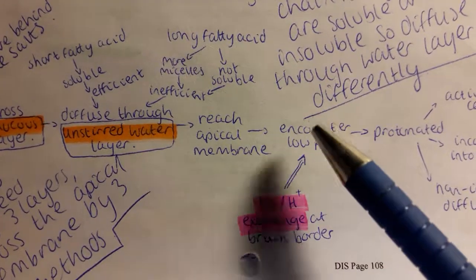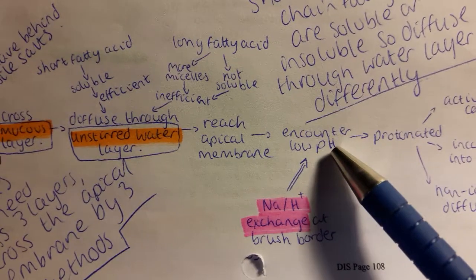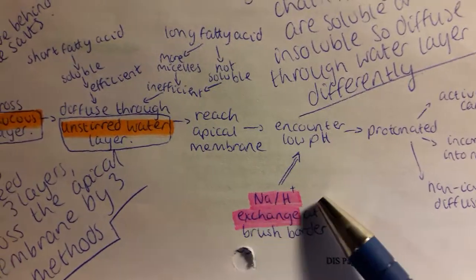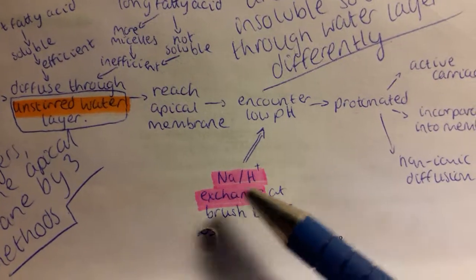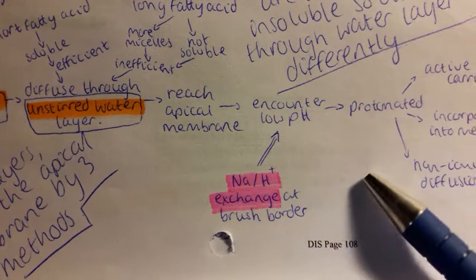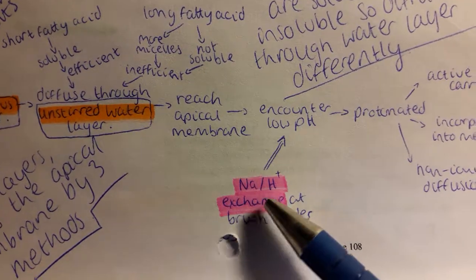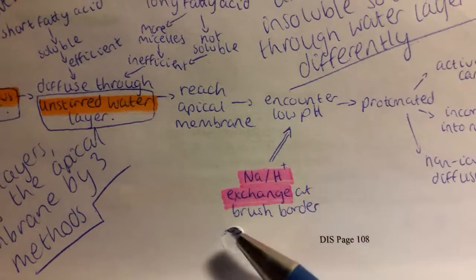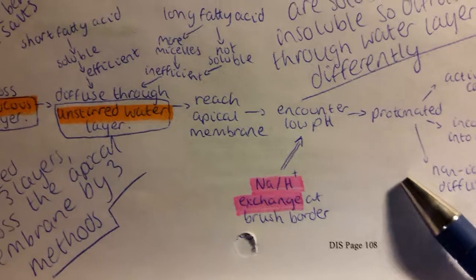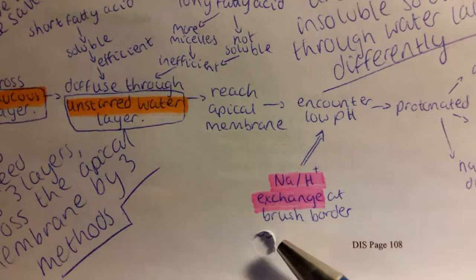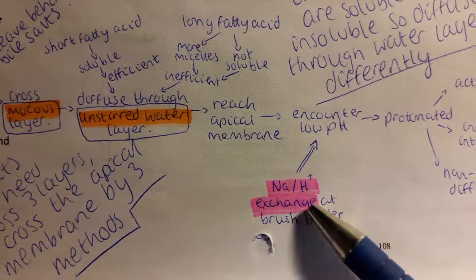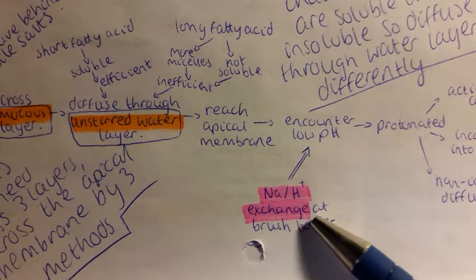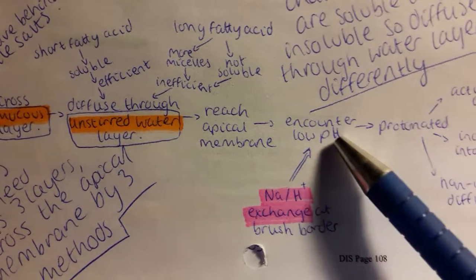When they reach the apical membrane, they encounter a low pH. Well, why do they encounter the low pH? If you remember back to absorption of water and ions, one of the ways in which sodium ion is absorbed into the body from the gut is sodium-hydrogen exchange at the brush border. So this is an antiporter, so sodium is absorbed into the body and protons are pumped out to neutralize the bicarbonate secreted by the pancreatic duct cells. So you have this exchange going on and you've got protons secreted, then there's a low pH.